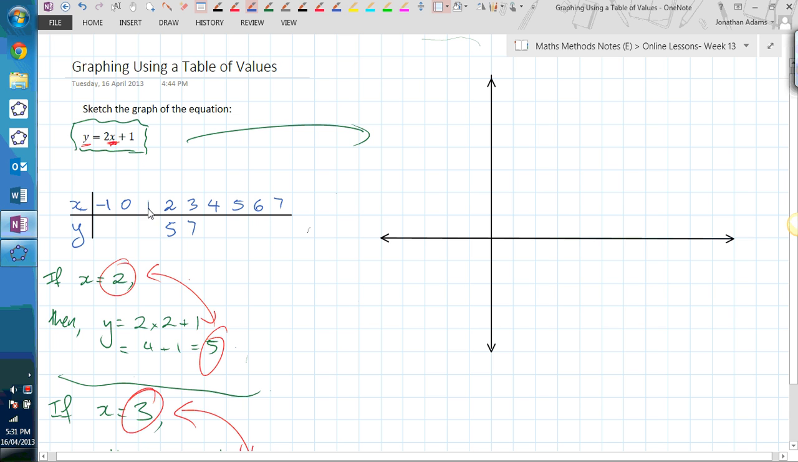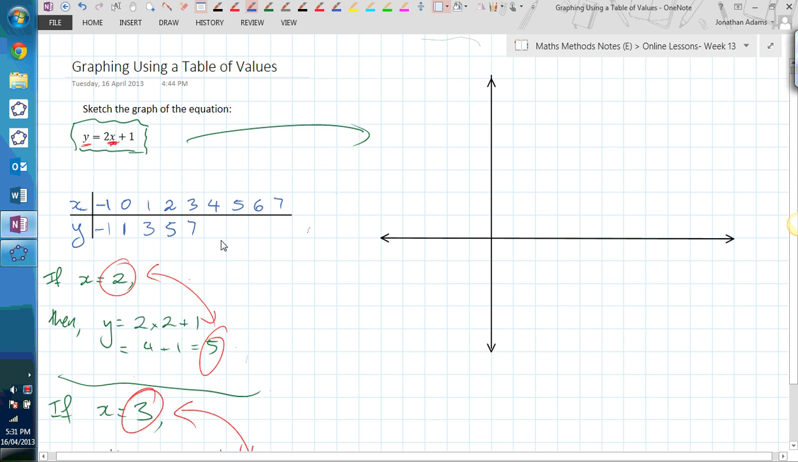So let's imagine that x in the formula is a 1. If x was 1, I'd have 2 times 1, which is 2, plus 1 would be 3. If x was 0, I put that in there. 2 times 0 is 0, plus 1 is 1. If I put a minus 1 in there, 2 times minus 1 would be minus 2. Minus 2 plus 1 is minus 1. And I could keep going down this line here.